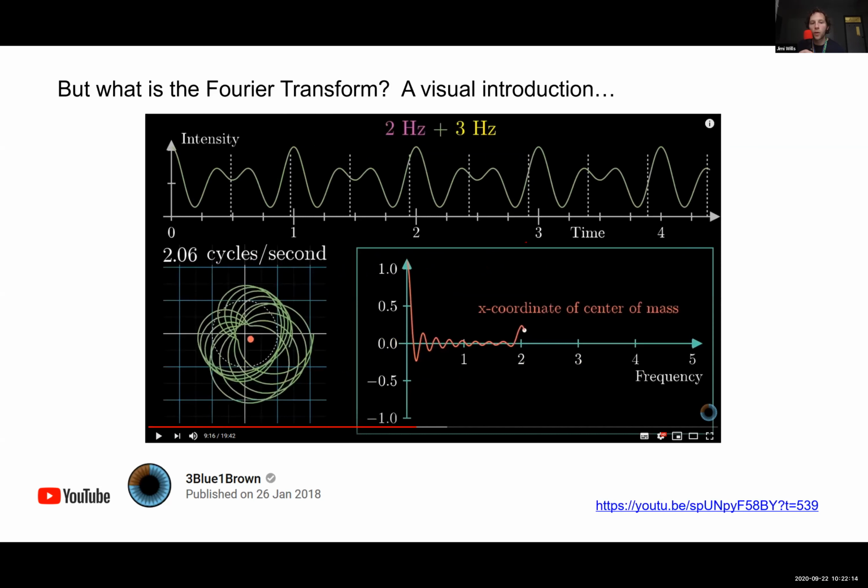And it all comes from this relatively simple idea of winding your intensity versus time graph around a circle and then measuring the center of mass of the wound curve as you change the winding frequency. If that doesn't make sense, fair enough. You need to watch the video. It's awesome. It really is very good.